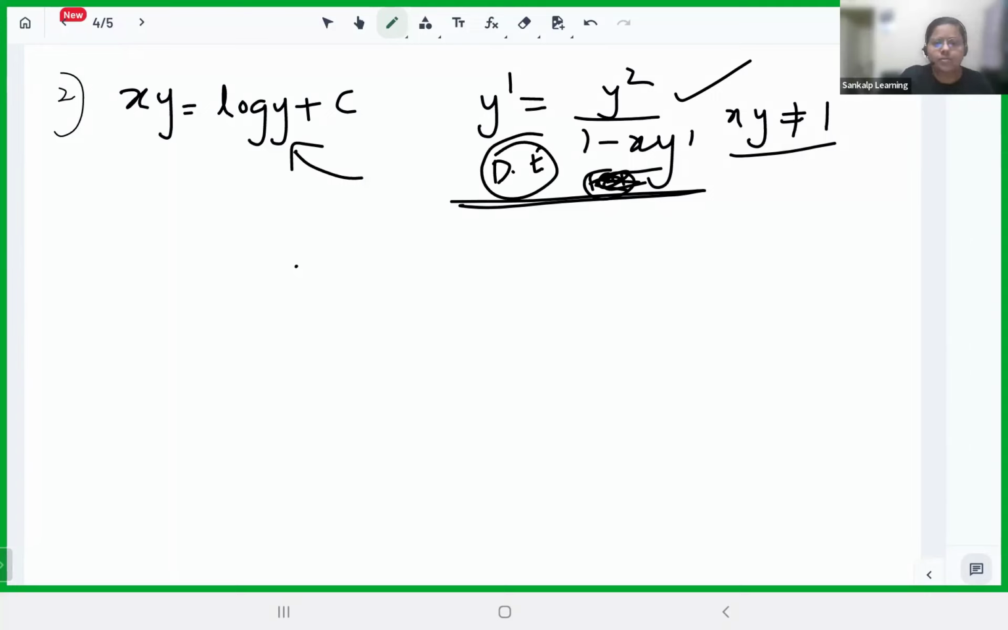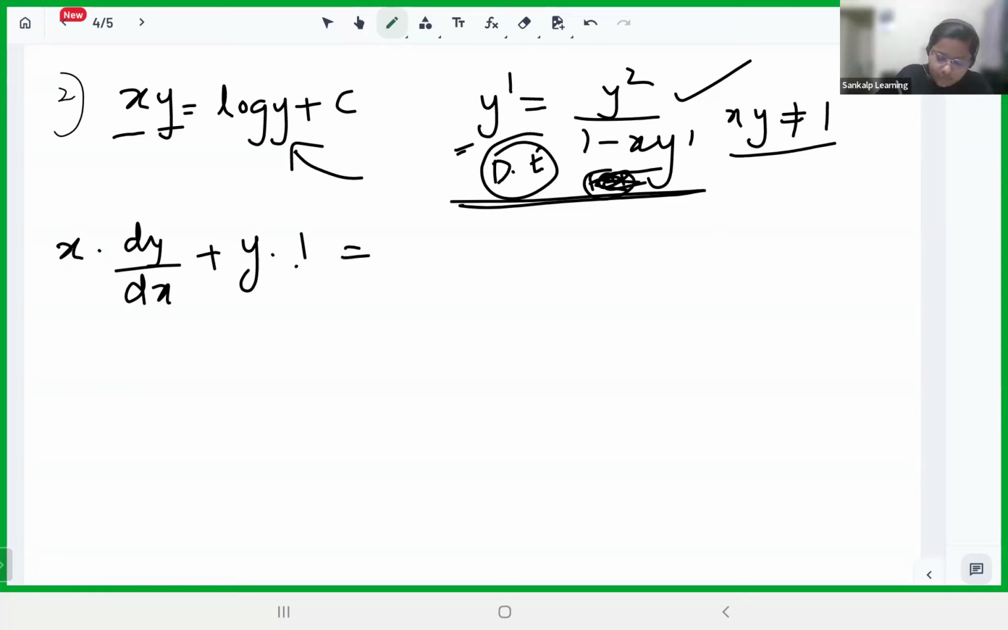So how will you do that? You have to find out the derivative. Here y dash is given, so you have to definitely find out the first derivative. So here I'm going to find out the derivative. X into y is a product of two functions, so we have to apply the product rule. So x into derivative of the second function, which is dy by dx, plus y into derivative of the first function, which is x, with respect to x it is 1.